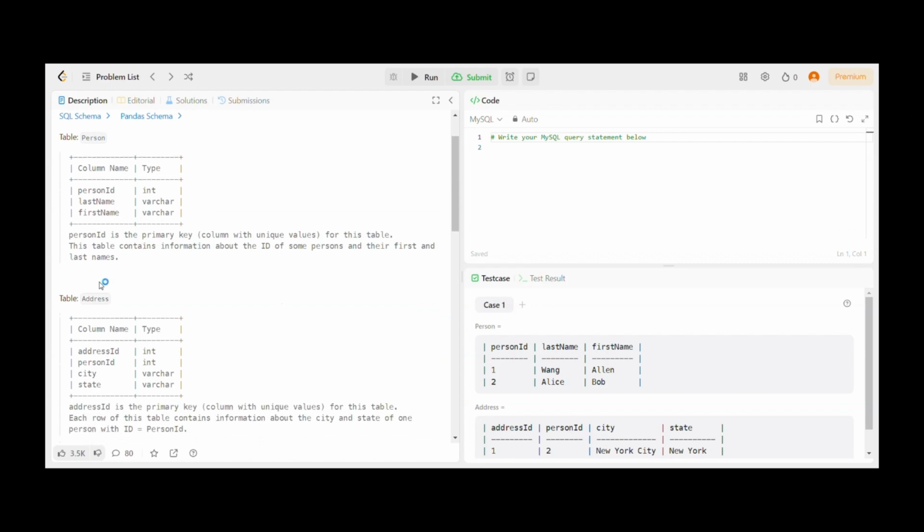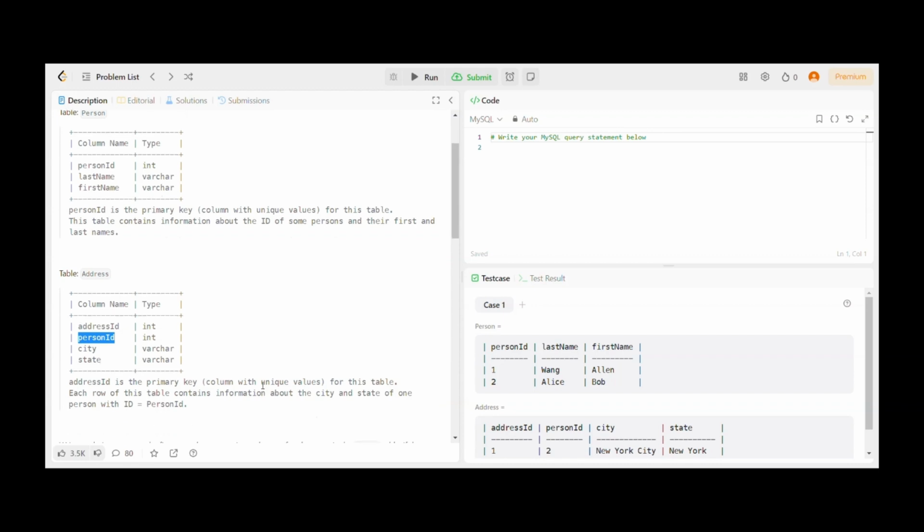Now, second, we have a table address. It has specific columns, that is address ID, the person ID, which is nothing but this person ID, and next are city and state. Here the address ID is the primary key for this table. Each row of this table contains the information about the city and state of one person with ID, that is person ID.